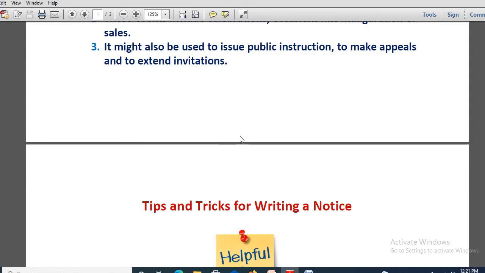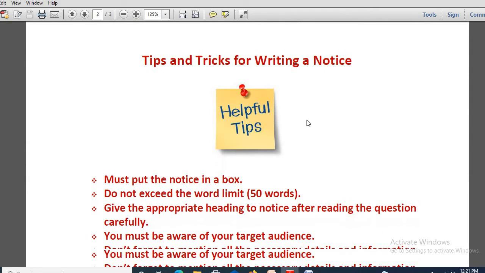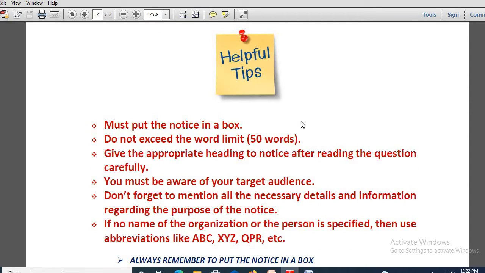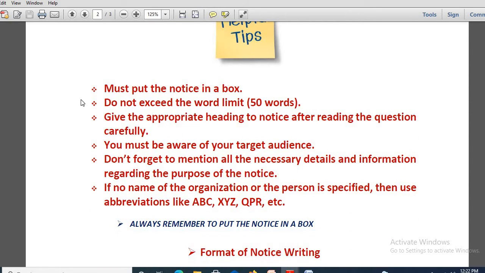Now, there are some tips and tricks for writing a notice that I already discussed, but let us rewind it once. First, the most important thing is that you must put the notice in a box. Do not exceed the word limit, that is 50 words. Write within 50 words. Next, give an appropriate heading to the notice after reading the question carefully. You must be aware of your target audience, whom you are writing the notice for.